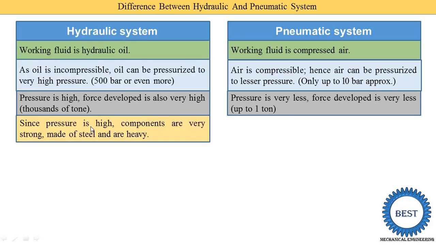Pressure is high, so components are very strong, made of steel, and very heavy. Generally I give the example of tires. In a two-wheeler, the tire pressure is slightly lower. I don't know the exact value, but in four-wheelers the pressure inside the tire is higher. In trucks and heavy earth-moving equipment, the tire pressure required is much higher, because they are lifting heavy weights.